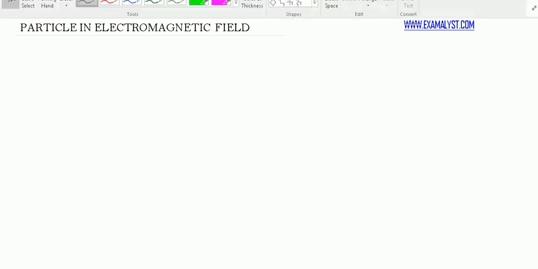So what are we planning to do? Our plan is to write the Lagrangian of a non-relativistic particle. Now, how to do that? Let's take a quick look.